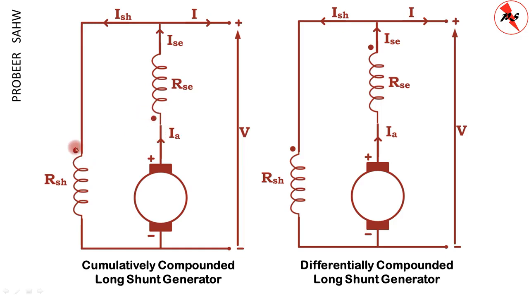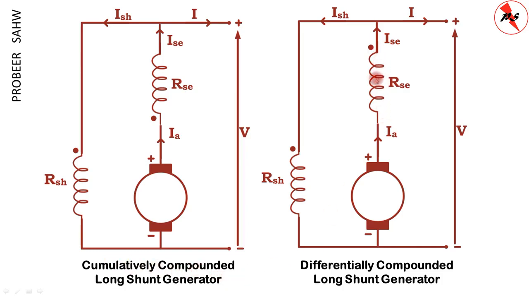Focus on these dots. These dots represent the behavior of these field windings. In this case, the shunt current flows into the field winding through this dot. Similarly, the series current flows into the series winding through this dot. Therefore, the flux produced by the series winding and the shunt winding will be in the same direction. Therefore, it is known as cumulatively compounded long shunt generator.